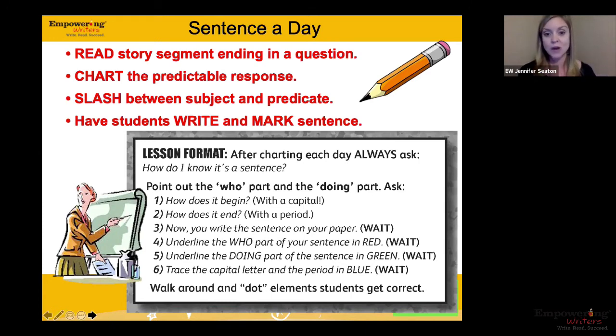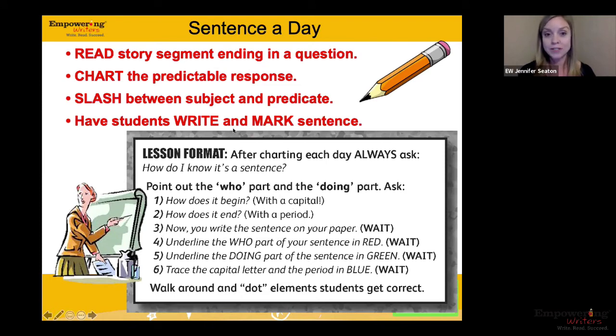Okay, so we always say, how do I know it's a sentence? And we want to hear the students talk about the parts of the sentence. Where's the subject? Where's the predicate? Notice the questions at the bottom underneath the lesson format. We're always going to ask them who the sentence is about and what they're doing. Okay, so who or what is doing what or is described as what. So how does it begin? With the capital. That's what we want the students to say every day. How does it end? With the period. That's the response for them.